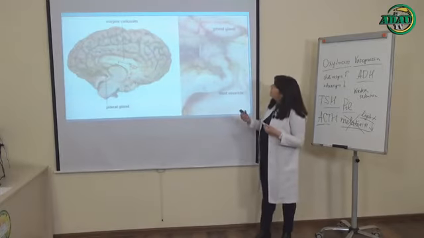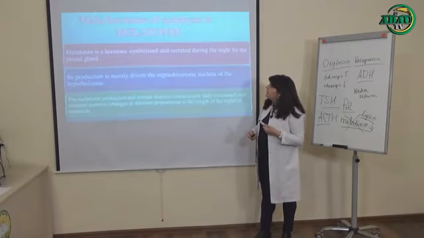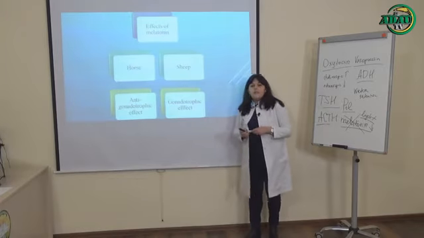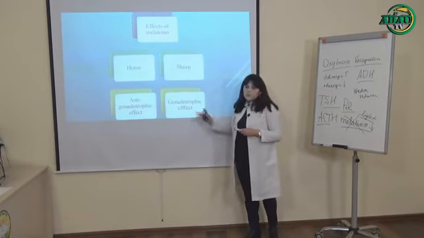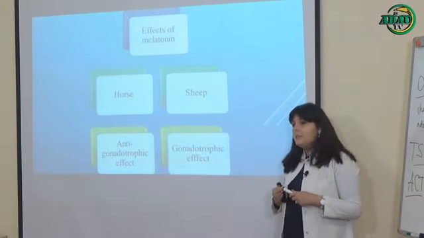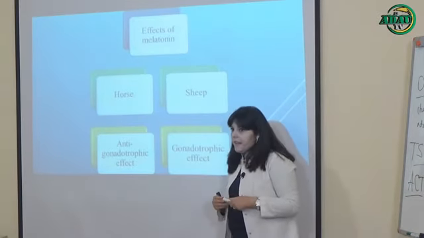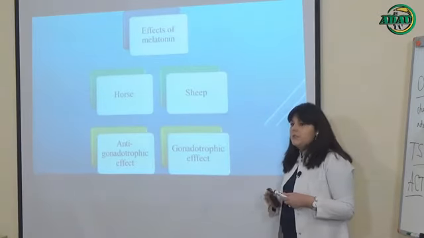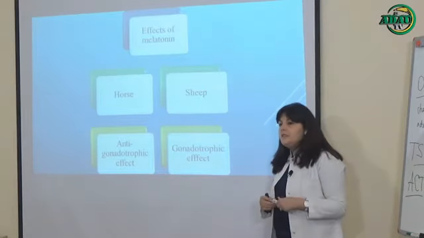Here again you can see the pineal gland on the illustrations. Let me continue. Why is it important to understand the mechanism of the function of melatonin? Let's talk about the horse and the sheep. In the horse and in the sheep, melatonin has absolutely different functions. In the horse, there is an anti-gonadotrophic effect. It means that it reduces the functions related to reproduction, while in the sheep, it has a gonadotrophic effect. It's very important in the breeding of animals.